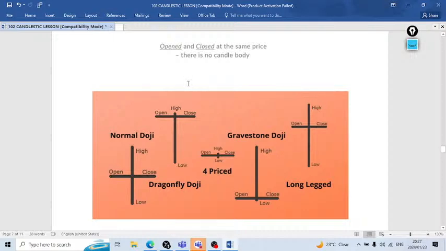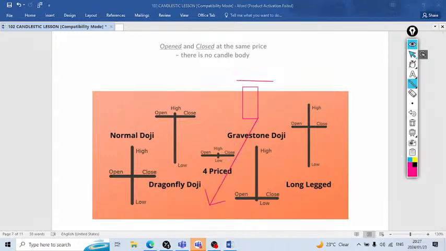Let's look at the different types of Doji candles. I've prepared about 6 Doji candlestick patterns. So we have the normal Doji. With the normal Doji, you would see that the open and the close are at the same level.